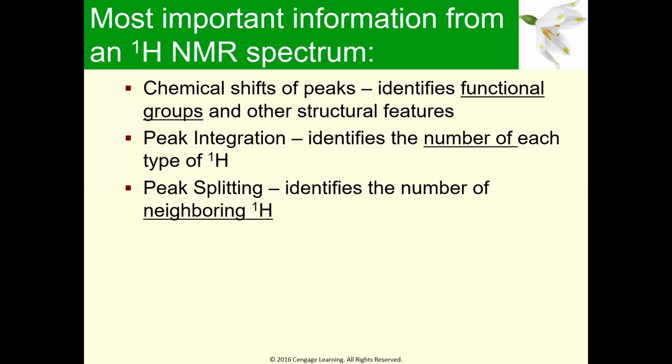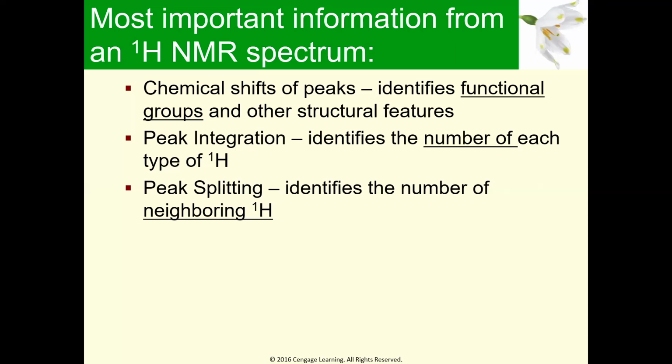Okay, next, we can get the peak integration. And what that does is that identifies the number of each type of hydrogen. So it's kind of quantitative. So it can tell us, is that peak generated by one hydrogen, two hydrogens, three hydrogens, nine hydrogens? So that's what peak integration will tell us. It gives us a quantity of hydrogens that generate the peak in the NMR spectrum.